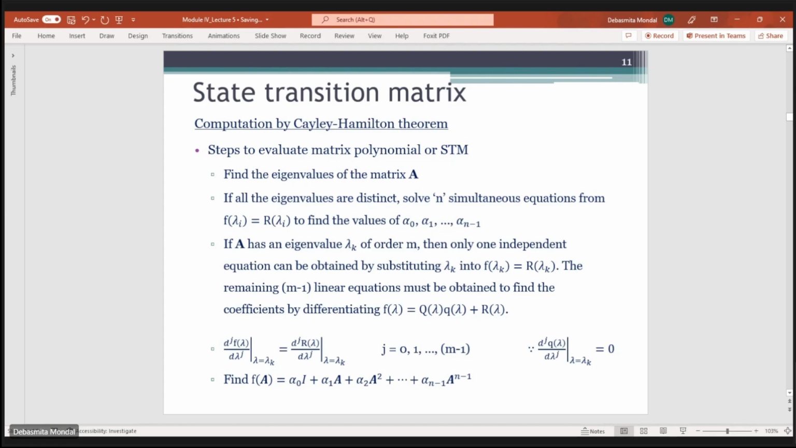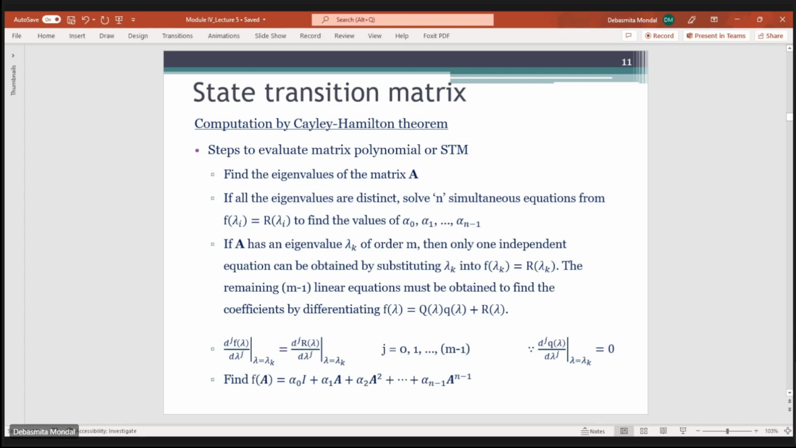the matrix A. Okay, so now if all the eigenvalues are distinct, that means none of the eigenvalues have the same value, then you will have n simultaneous equations, and you can solve these n simultaneous equations which you find from the equation f of lambda i is equal to r of lambda i. So by solving those n equations, you can find these coefficients, alpha 0 to alpha n minus 1. Okay, so once you have found these coefficients, you can simply find the value of the state transition matrix from this equation. You can substitute the values of alpha 0, alpha 1, A squared, all these terms, and you can find the value of the state transition matrix.